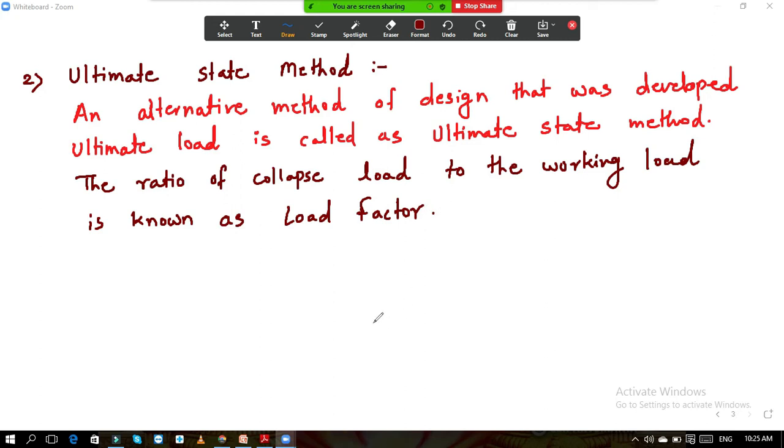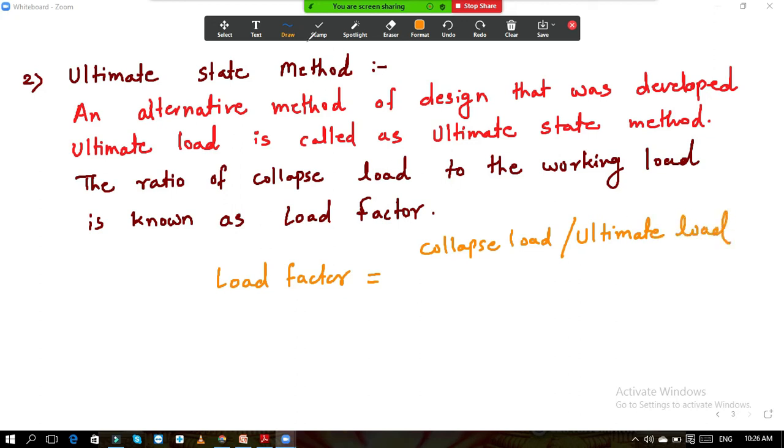Load factor. So what is the load factor? Load factor is equal to, you can write over here, the collapse load, or another name for this is the ultimate load, divided by the working load.